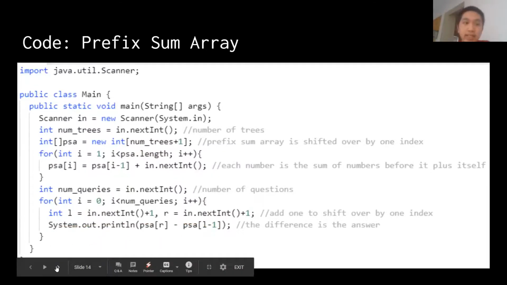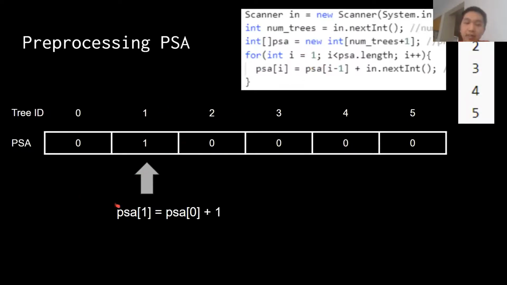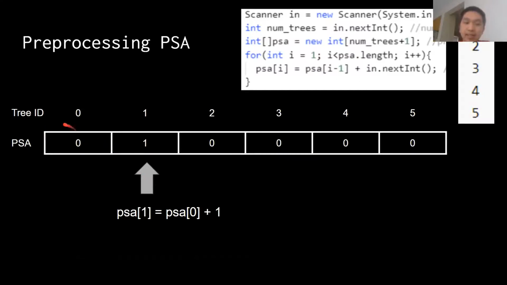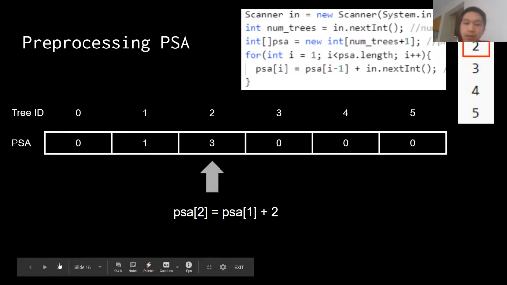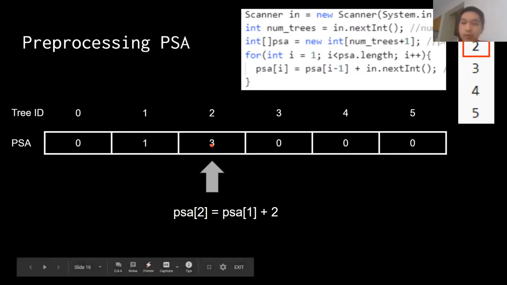So let's look at a visualization of this. So right now we're at 1, right? We're starting off. So PSA at 1 equals PSA at 0 plus 1. Well, 0 has nothing in it, so it's always 0, and then you add 1 to it. So this is the sum of all the elements up to 1, which is just 1. Okay, let's move on to 2. PSA at 2 equals PSA at 1 plus 2. So this array element holds the sum of everything at 1 and everything before 1. So you want to add this to 2, which will give you 3.